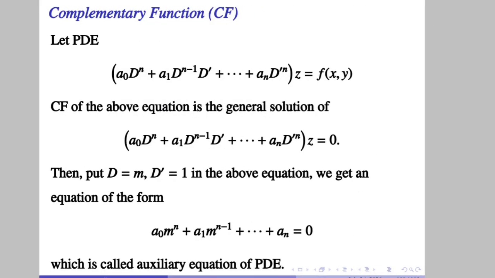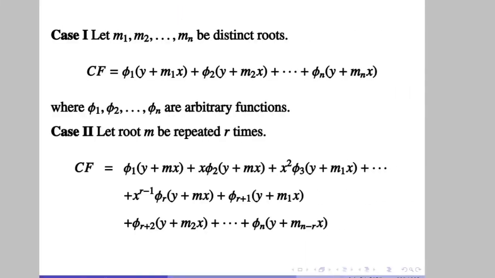As we have discussed earlier, we have to find the general solution in two parts: complementary function plus particular integral. To find the complementary function, we substitute D equal to m and D dash equal to 1. Then we get the auxiliary equation. Solving the auxiliary equation, we get the different solutions, and the complementary function is of this form.